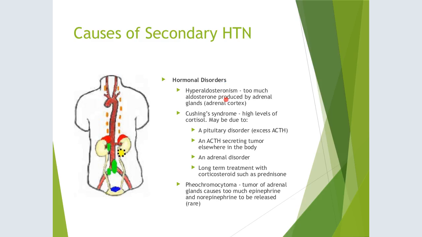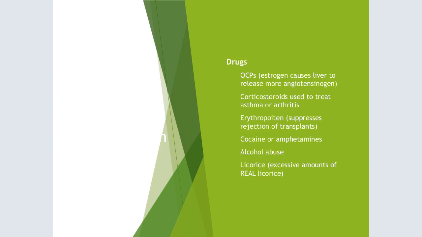I skipped over that because it's pretty well self-explanatory, but I do want you to make sure that you know what hyperaldosteronism is. In Cushing's syndromes there is a high level of cortisol. It is a pituitary disorder. You may also have an ACTH secreting tumor elsewhere in the body. Know these things. The pheochromocytoma can also be a cause of secondary hypertension. Medications can certainly cause problems with hypertension.